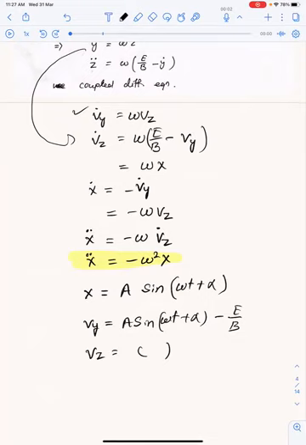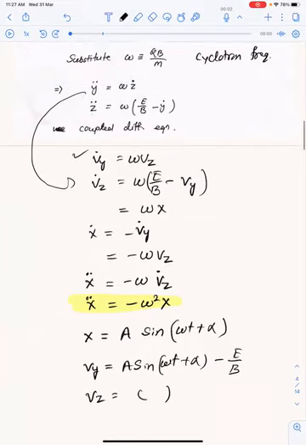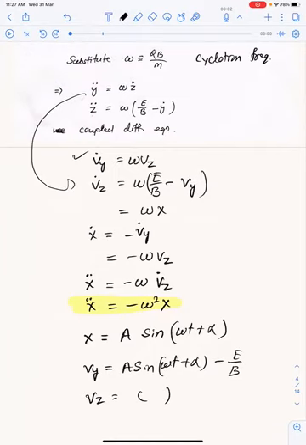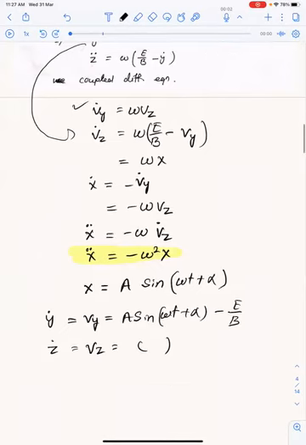Now how to solve that? So you have vy and vz. vy is nothing but y dot, right? And vz is nothing but z dot. So now y dot is this, and you can do the integration. First you have to calculate the constants a, alpha, and other things, and for that you need the initial conditions.